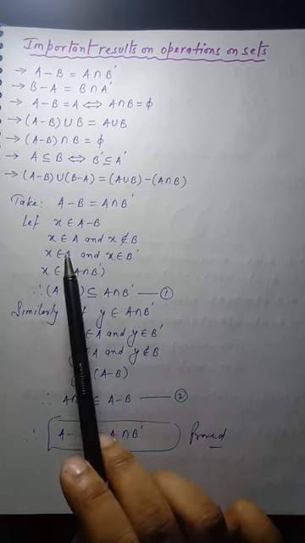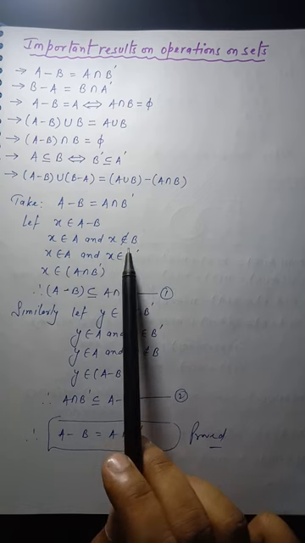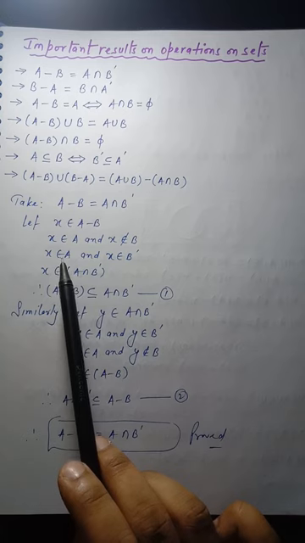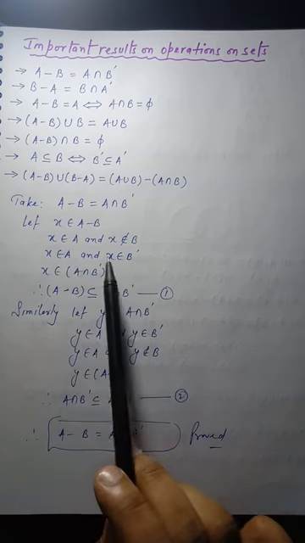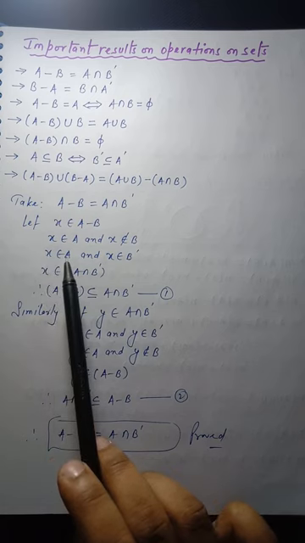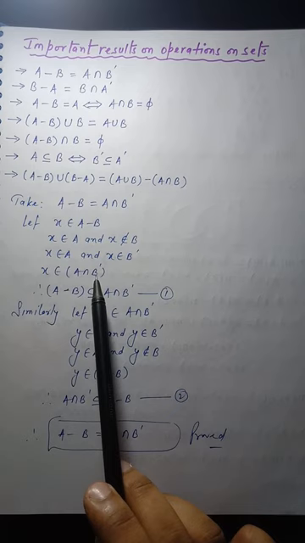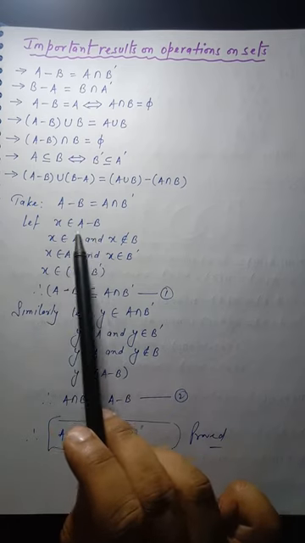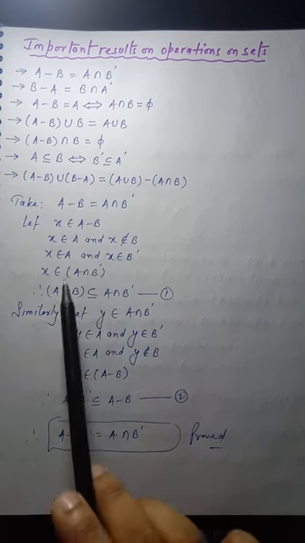And if this element is in A and does not belong to B, it means it belongs to B dash, by the property of complement. And it means X belongs to A and X belongs to B dash. It means X is present in both sets. Both sets means intersection. So X belongs to A intersection B dash. It means when X is in this set and the same X is in this set, this first set is a subset of the second.